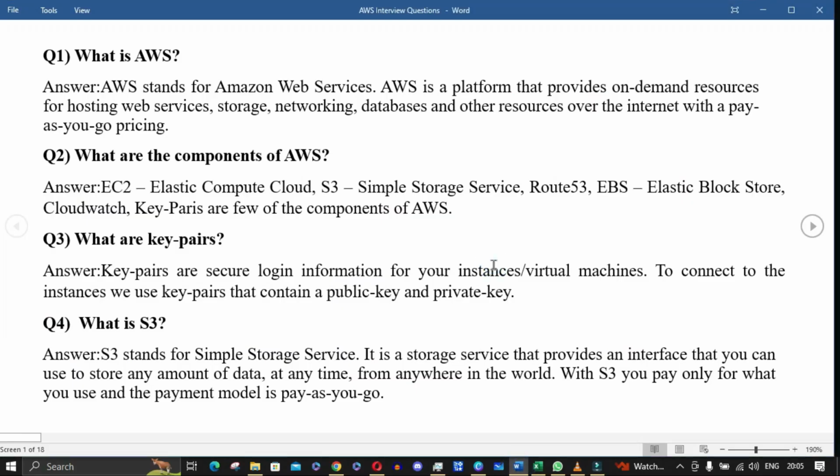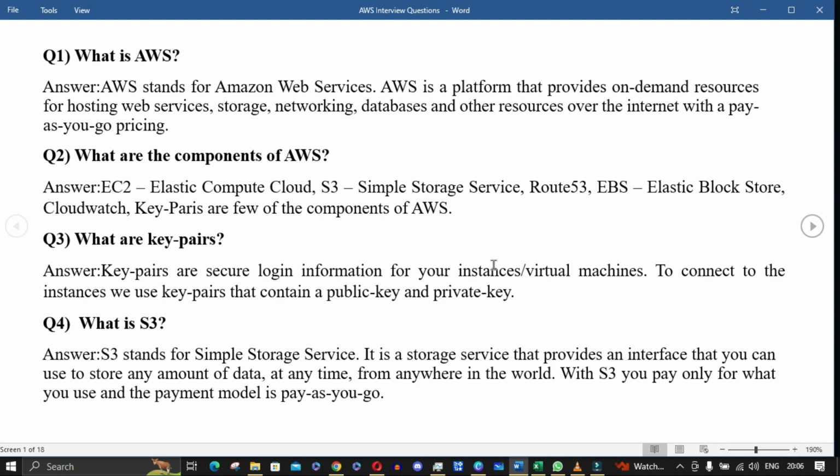So the first question is, what is AWS? AWS stands for Amazon Web Services. AWS is a platform that provides on-demand resources for hosting web services, storage, networking, database, and other resources over the internet with pay-as-you-go pricing.